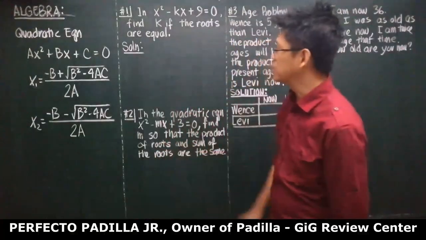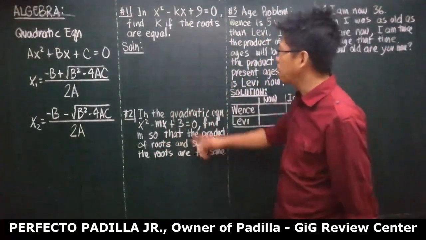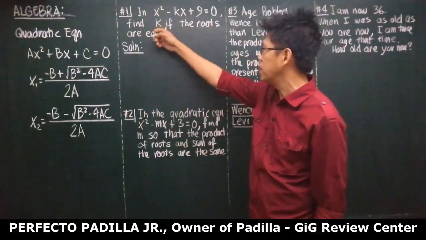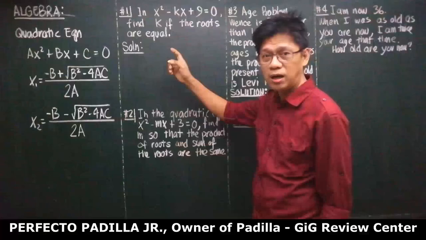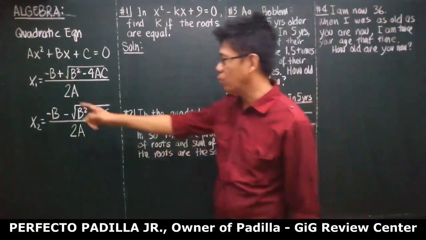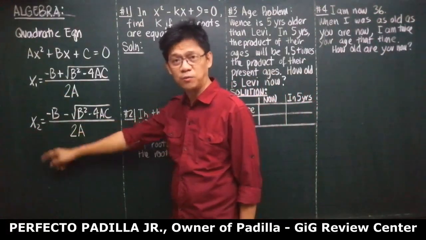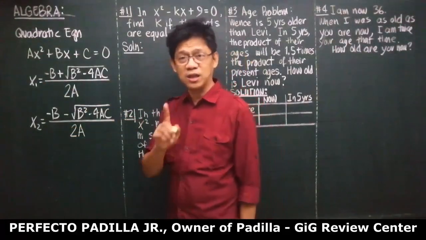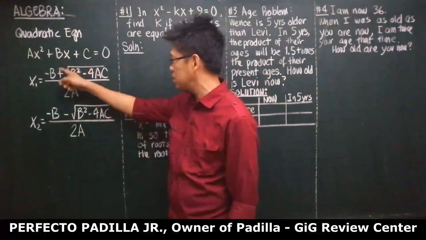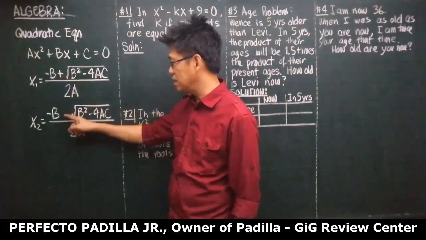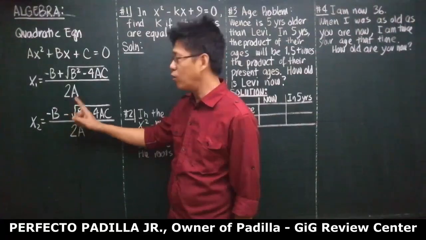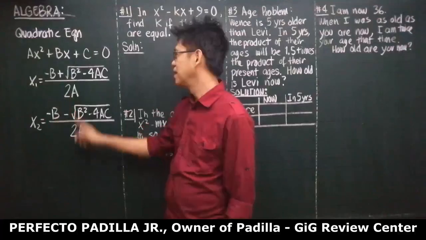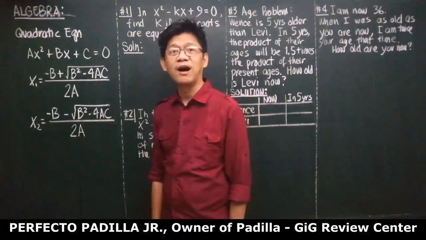Now, let us try to have this problem. In x squared minus kx plus 9 is equal to 0, we are asked here to find the value of k if the roots are equal. Meaning, x1 equals x2. For x1 and x2 to be equal, take note that their difference is created by this quantity. This is plus, this is minus. Now, the only way by which x1 is equal to x2 is if this and this are 0.